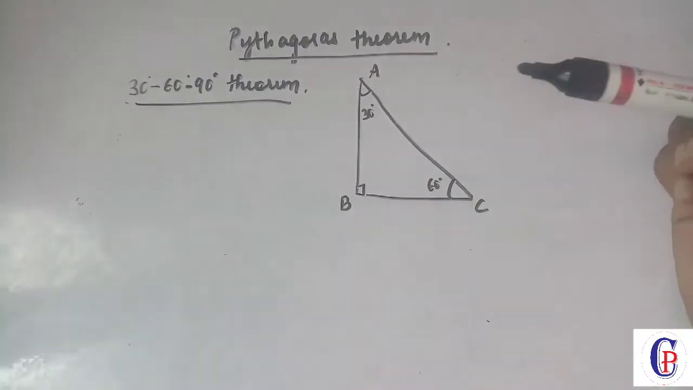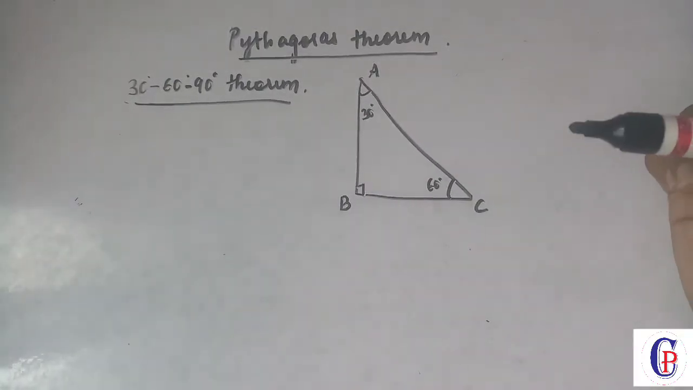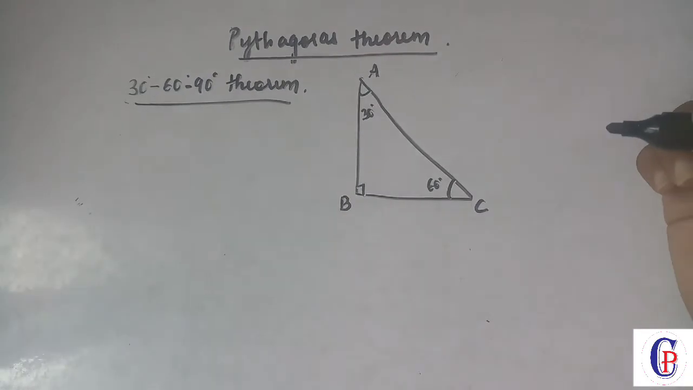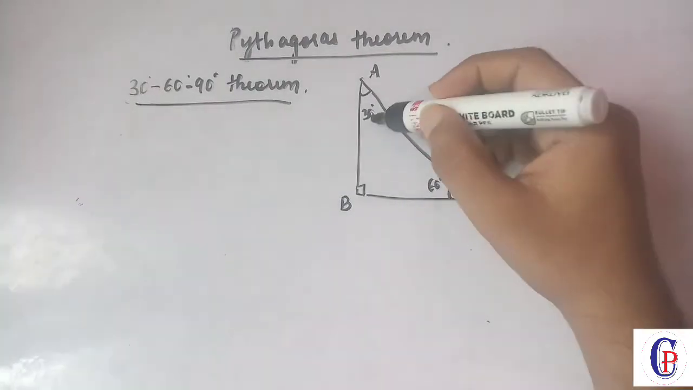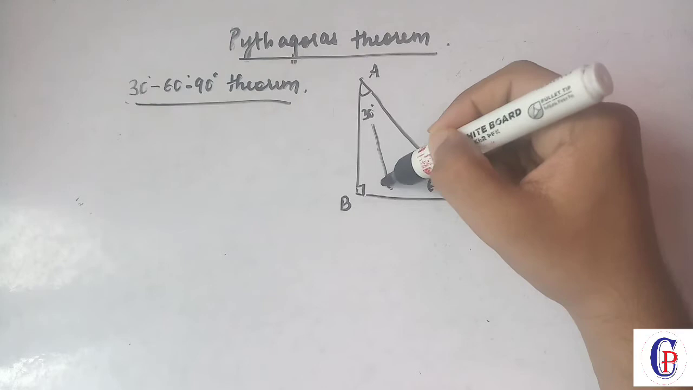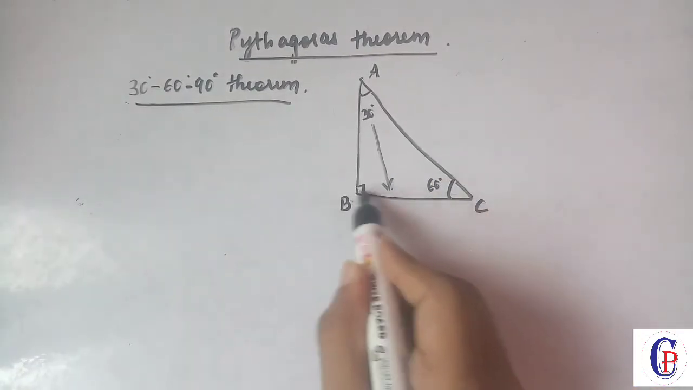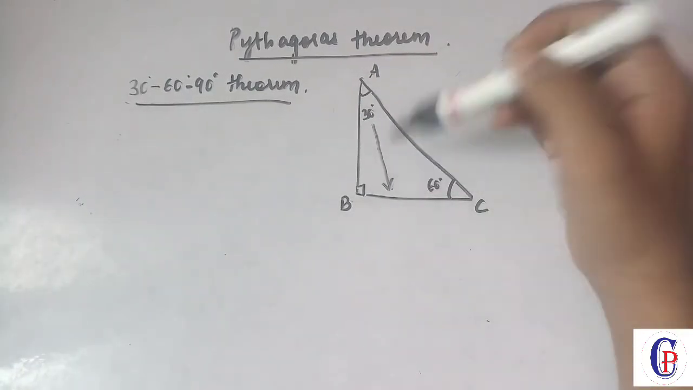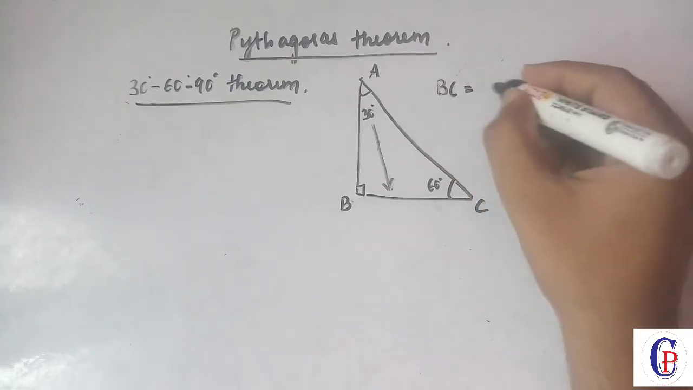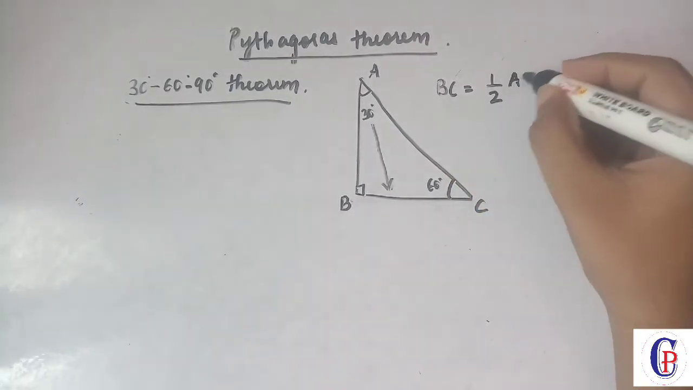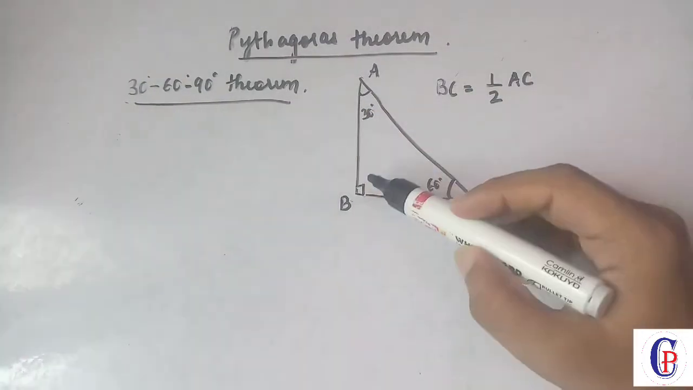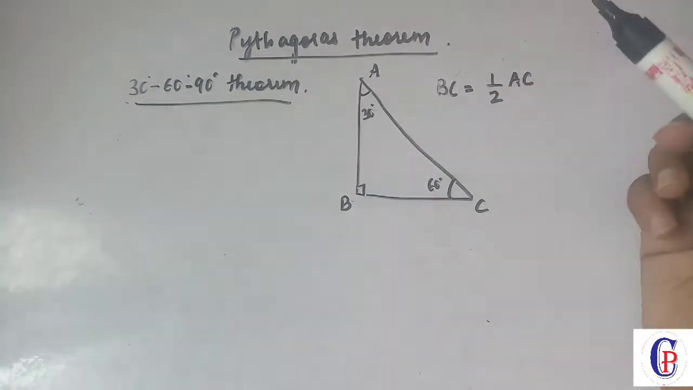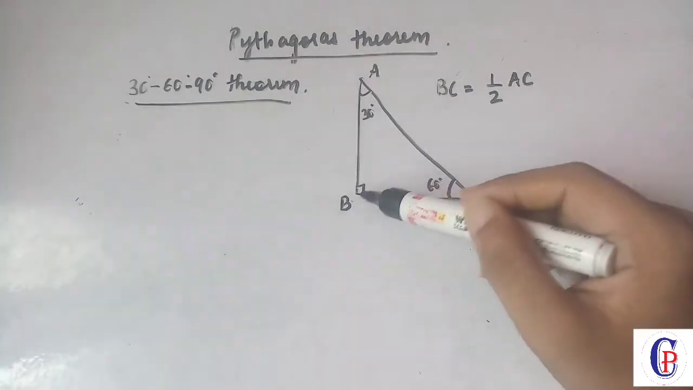It is the same, like you can write it in any way. So what does the 30, 60, 90 degree theorem say? It says that the side opposite to 30 degree, 30 degree के सामने वाला side, this side BC, is half the hypotenuse. Hypotenuse तो एक ही होता है, the side which is in front of 90 degree.